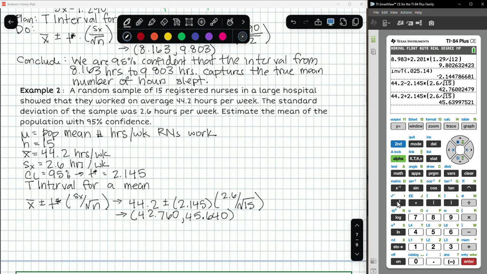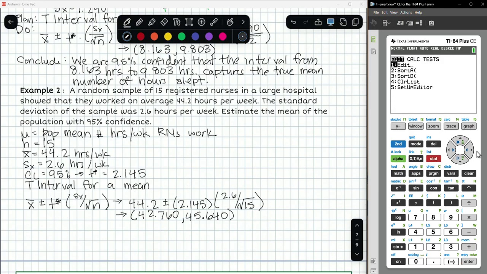But I'm going to spare you watching me write that. I am going to show you on the calculator what this looks like. So if I want to do this calculation on the calculator, stat, tests, t interval, and this time we had summary statistics. They didn't give a list of data. So I would enter those summary statistics: 44.2, 2.6, sample size of 15, confidence level of 95. And you'll notice it gives us the exact same numbers that we calculated by hand.